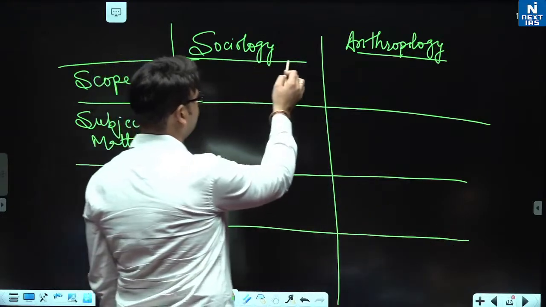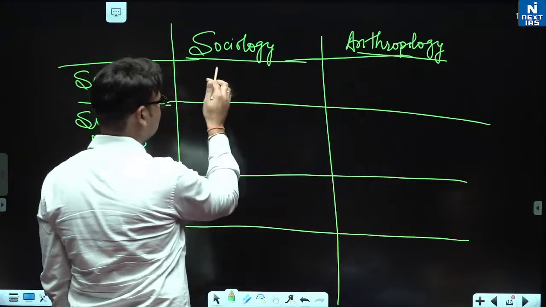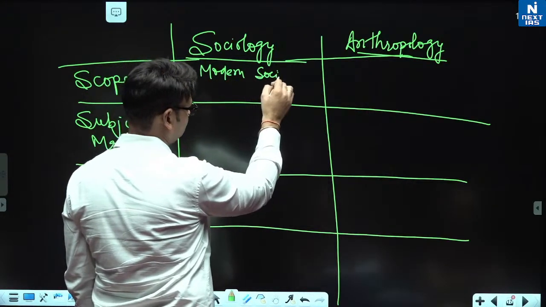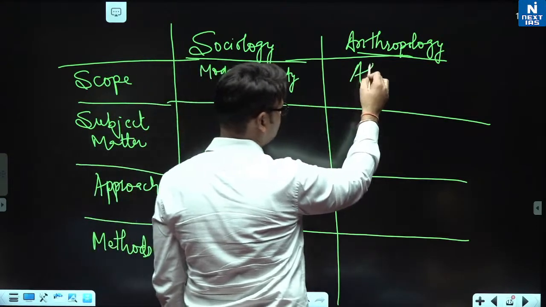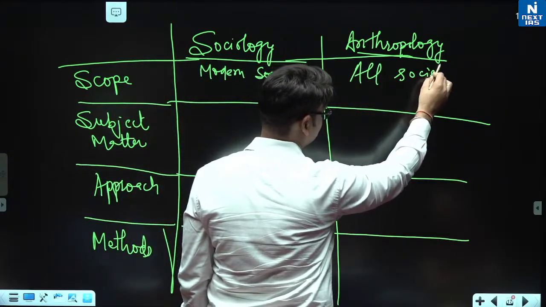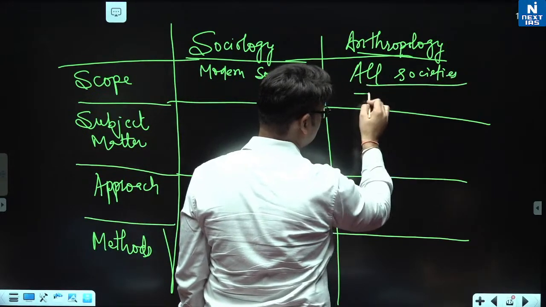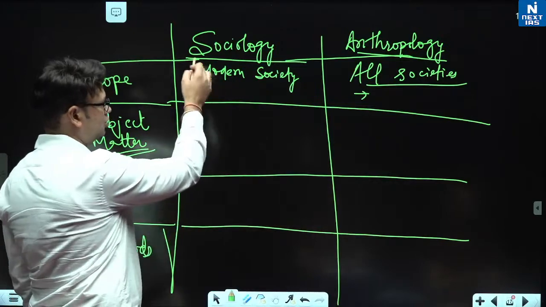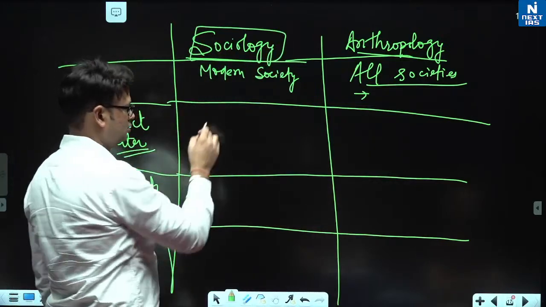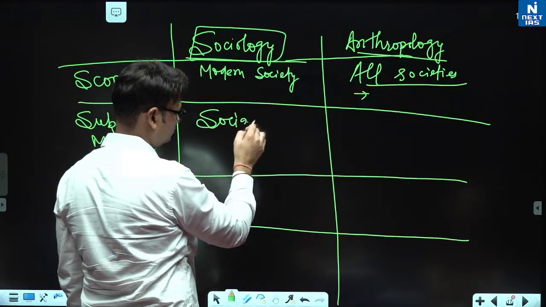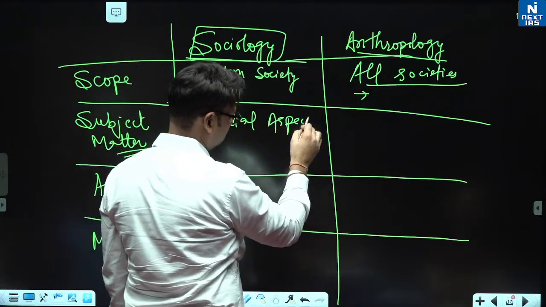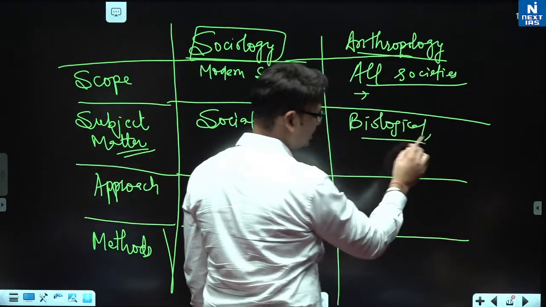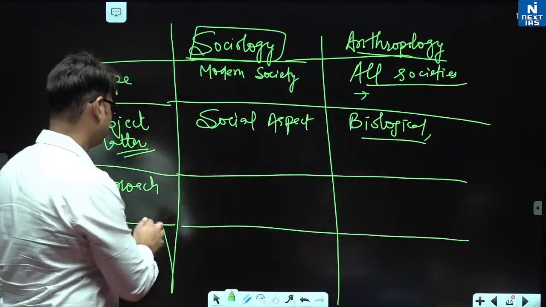सो स्कोप ऑफ सोशियोलॉजी, यू कैन से इट स्टडीज मेनली मॉडर्न सोसाइटीज, इट स्टडीज ऑल सोसाइटीज वेदर इट इज मॉडर्न, प्रिमिटिव और पीजेंट। सब्जेक्ट मैटर, सोशियोलॉजी मेनली स्टडीज social aspect, it studies biological aspect also, social aspect also, all aspects in an integrated manner.